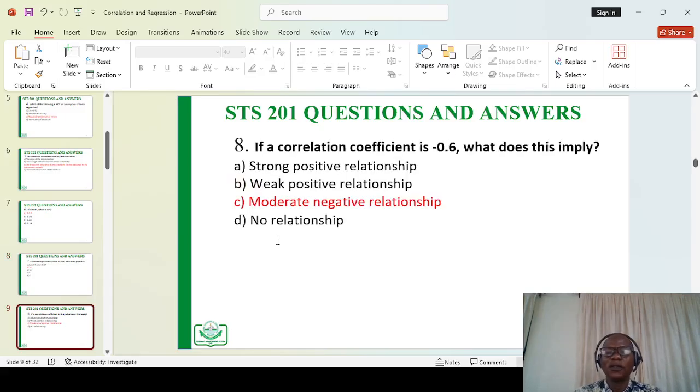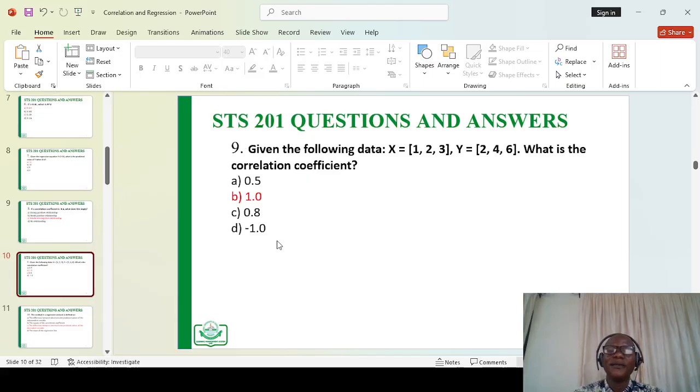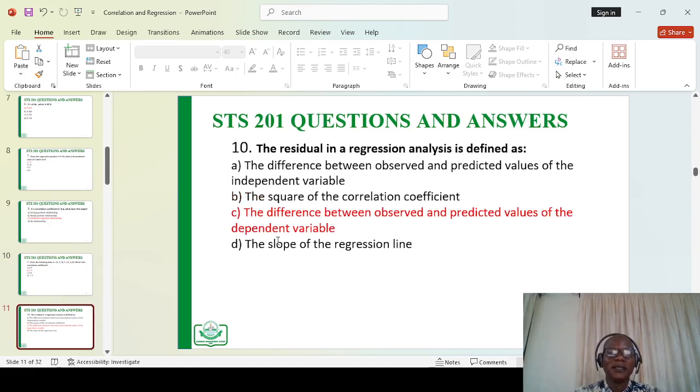If your correlation coefficient is equal to minus 0.6, what does this imply? It means a moderate negative relationship. So C is the correct answer. Given the following data set, for x you have 1, 2, 3, for y you have 2, 4, 6. What is the correlation coefficient? You have the formula for correlation coefficient. So determine all the parameters and substitute there. Your answer will give you 1.0. So therefore B is the correct answer.